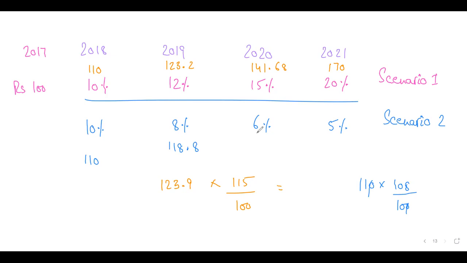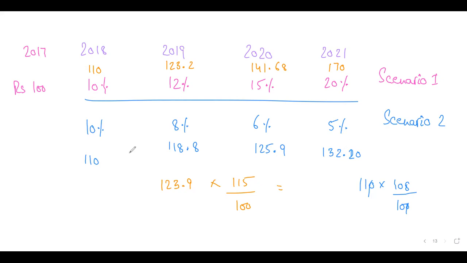So it will give you 118.8 into 106 divided by 100. So that will give you 125.9. And then the last one will be 125.9 into 105 divided by 100. Are these correct values? 132.20, right? Is this correct, students? Okay, great, perfect.